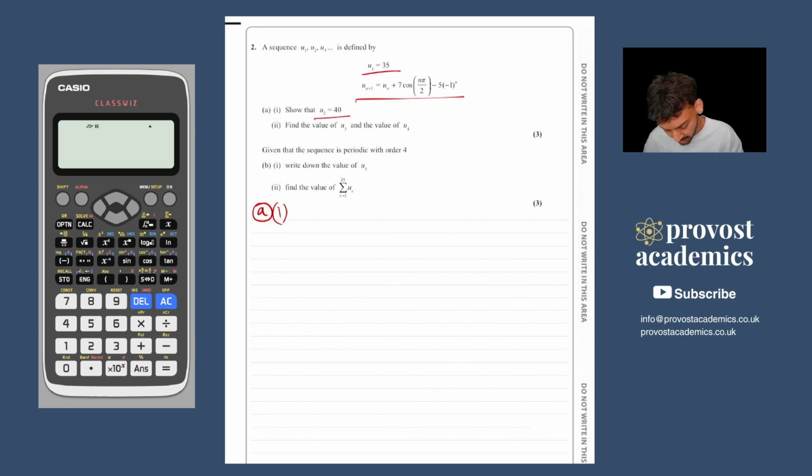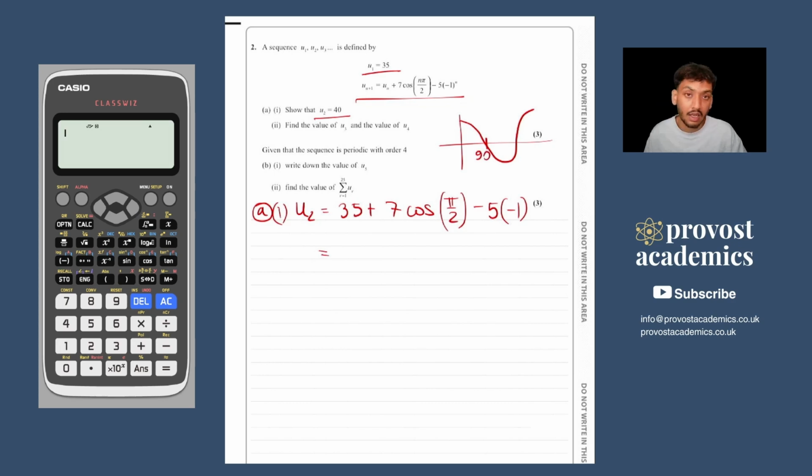We know u1 is 35, so u2 is equal to 35 plus 7 times cos of pi over 2 minus 5 times minus 1, where n is 1, the first term. If we quickly sketch the cos graph, we can clearly see that at 90 degrees the value is 0. So that leaves us with 35 plus 5, because minus minus, and that gives us 40, exactly what they asked for. So that's QED.